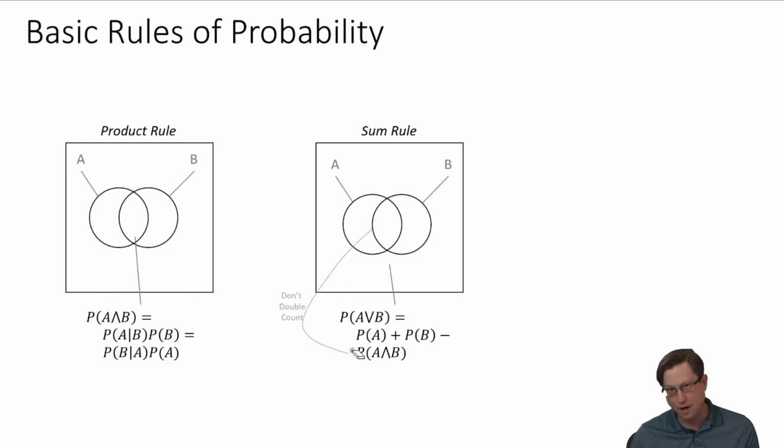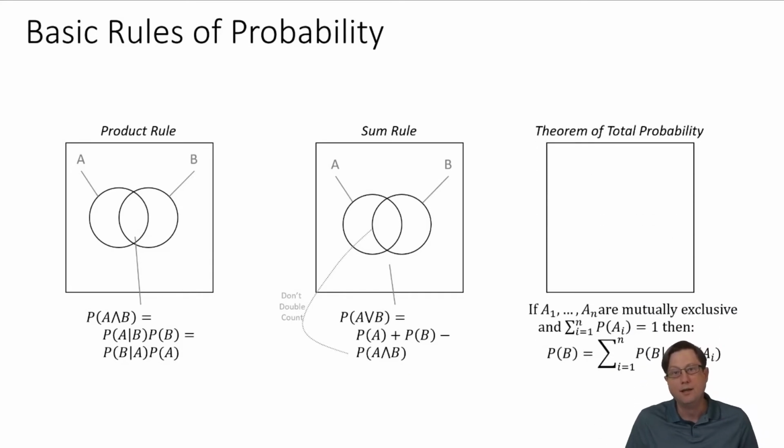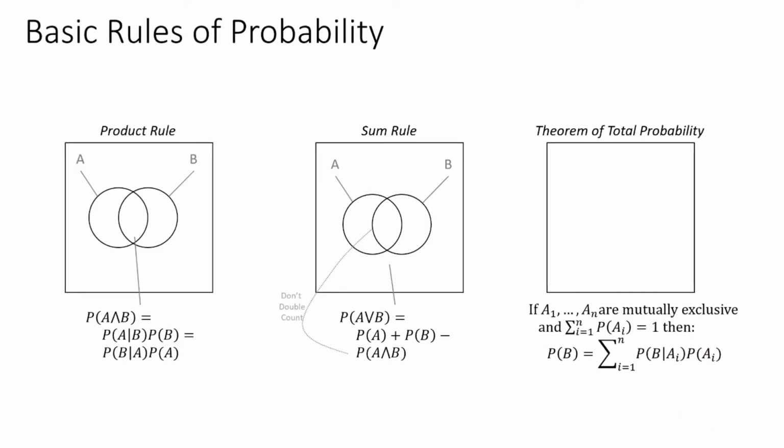This also works if they're not overlapping; A and B would be 0, so that works fine. Another thing you're going to need to understand the next slide and the exposition of Bayes' theorem is the theorem of total probability. It says that if there are a bunch of events, A1 through AN, and they're mutually exclusive, meaning they do not overlap at all, then the probability of A1 and A2 is 0, the probability of A2 and A3 is 0, and so on for all combinations. And they have another property: if you sum up their probabilities, it adds up to 1.